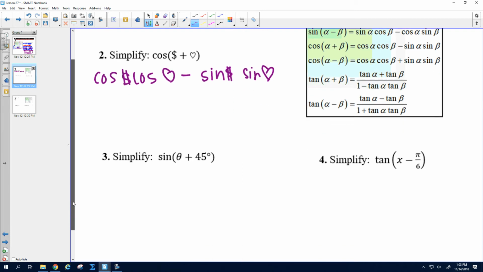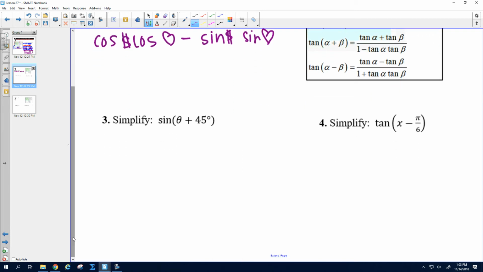All right, number 3. Simplify sine theta plus 45 degrees. All right, what's our cheer for sine? Sine, cosine, cosine, sine. Sine theta cosine 45. Okay, same sign or opposite sign? Same. So sine, cosine, cosine, sine.